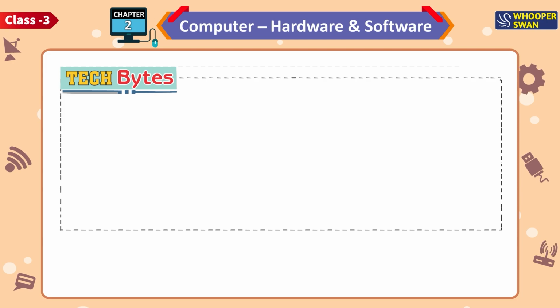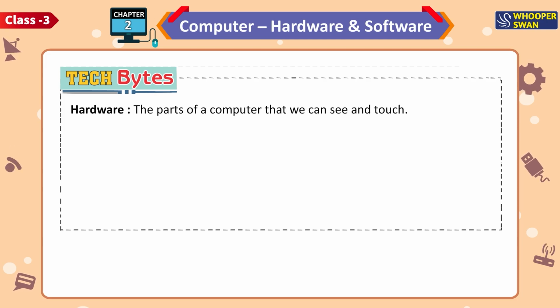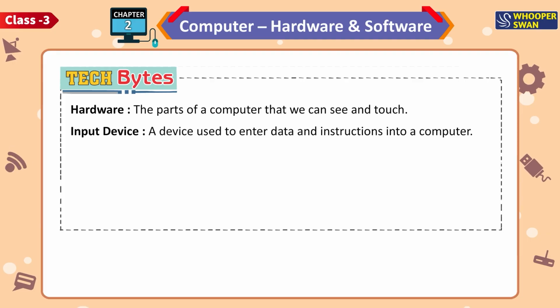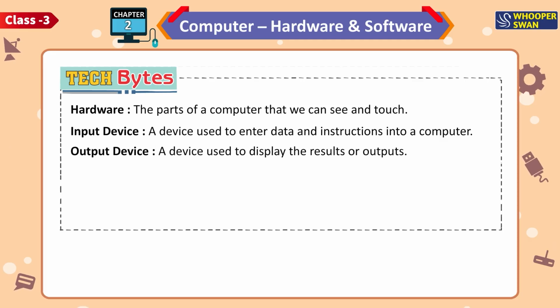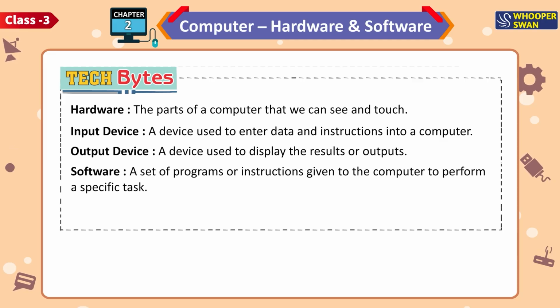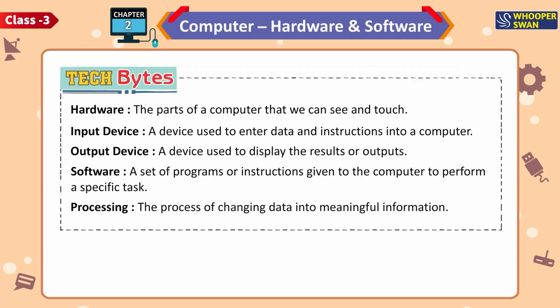Tech Bytes. Hardware, the parts of a computer that we can see and touch. Input device, a device used to enter data and instructions into a computer. Output device, a device used to display the results or outputs. Software, a set of programs or instructions given to the computer to perform a specific task. Processing, the process of changing data into meaningful information.